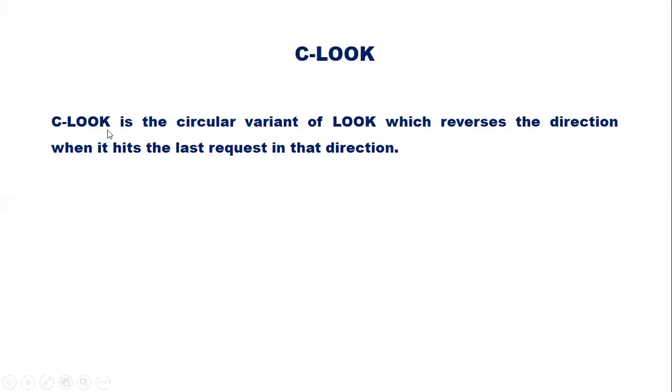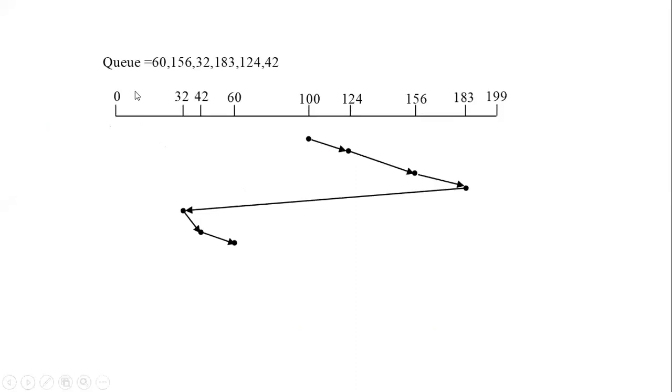Next one is C-look. C-look is a circular variant of look which reverses the direction when it hits the last request in that direction. So let us take the same example. So from 100, the head is moving towards 199. So when it reaches 124, it services 124. When it reaches 156, it is a request. So it services that request and then moves to 183. So it services that 183. So beyond 183, there is no outstanding request. So the head reverses its direction.